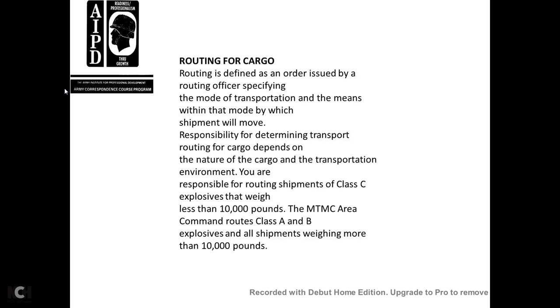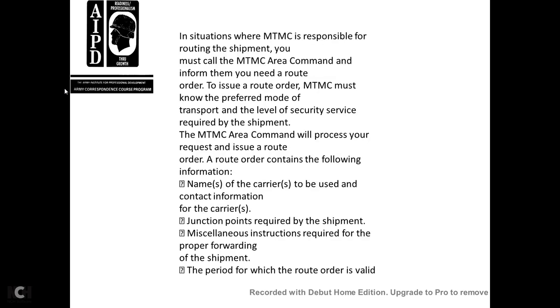Routing for cargo. Routing is defined as an order issued by the routing officer specifying the mode of transportation and the means by which the shipment is moved. Depending on the nature of the cargo and transportation environment, you are responsible for determining the transportation route. You are responsible for routing shipments of Class C explosives that weigh less than 10,000 pounds. The Military Traffic Management Command Area Command routes Class A and B explosives and all shipments that weigh more than 10,000 pounds.